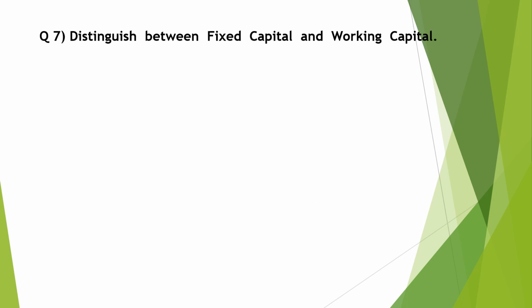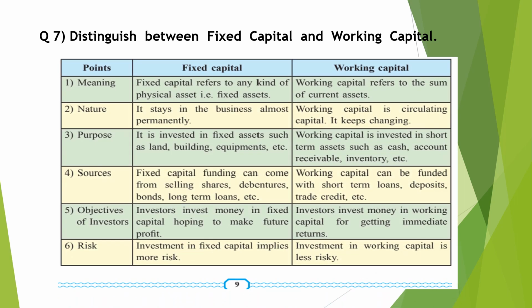Let us now move towards the last question of this chapter, that is distinguish between fixed capital and working capital. You can find this distinction in your textbook on page number 9. This is considered to be one of the most important questions, as it has been asked many times in the previous years. So see to it that you learn all the 6 points given over here.